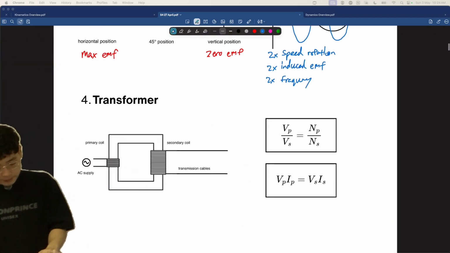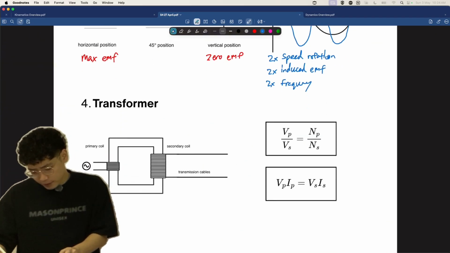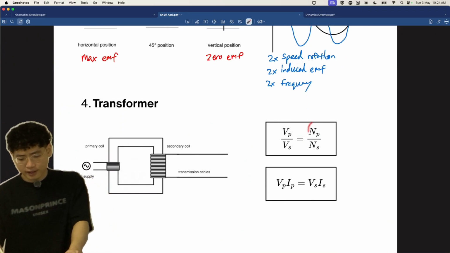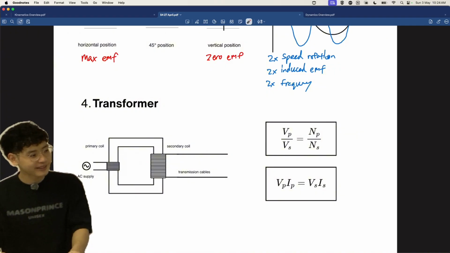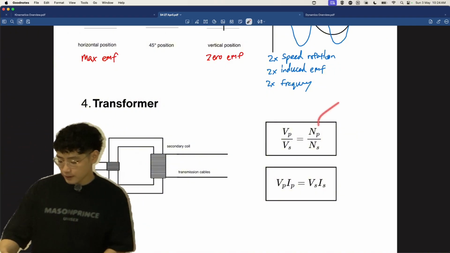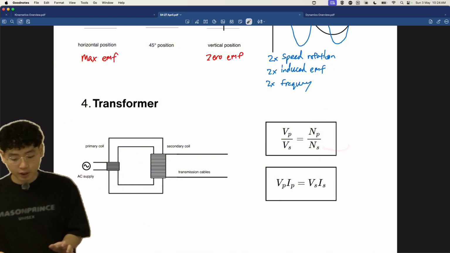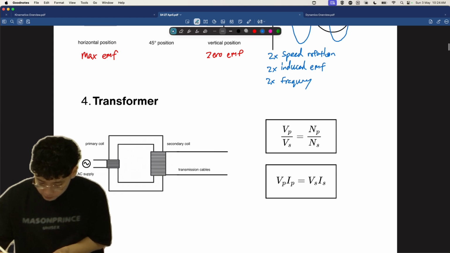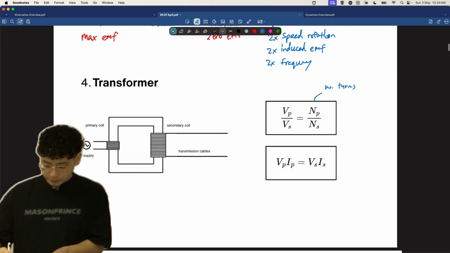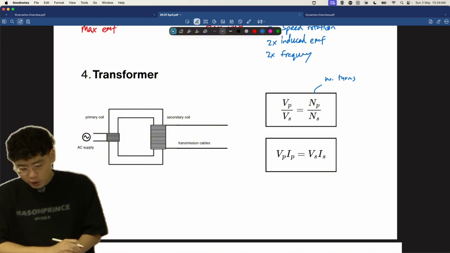Last thing is the transformer. Vp over Vs equals Np over Ns. What's N again? Number of turns or coils. N is the number of turns in the primary coil, and N is the number of turns in the secondary coil. Maybe just write it as a note: N is the number of turns. The transformer only has 2 formulas.